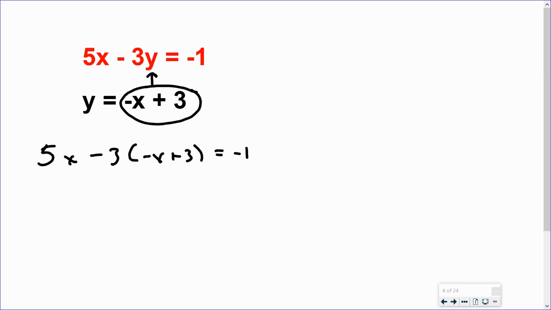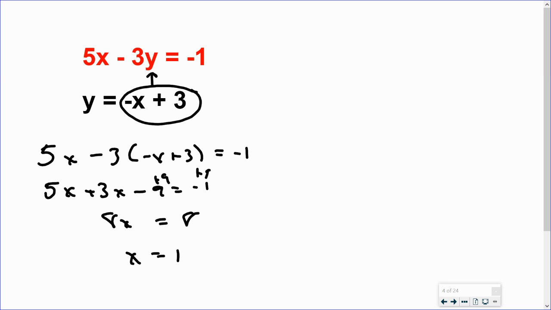One of the habits I have is when I substitute in for that variable, I have a tendency to put parentheses around it. It just shows me, hey, I put this in there. And now I'm going to distribute to get rid of the parentheses. So 5x plus 3x minus 9 is equal to negative 1. I don't combine and move the 9 at the same time. So I get 8x, I'm going to add 9 to both sides, is equal to 8, x is 1. All right, good. So I got 1.